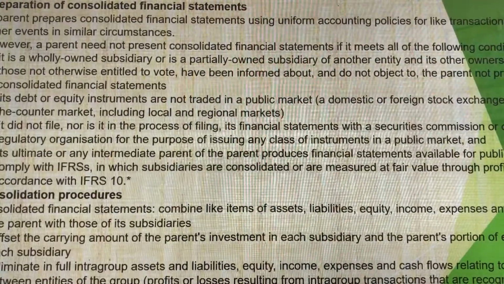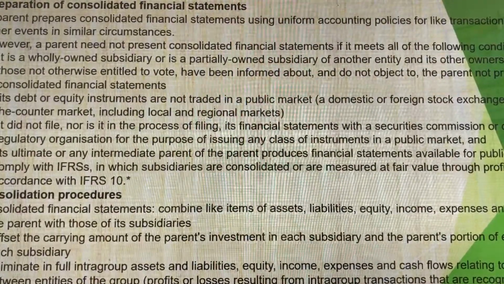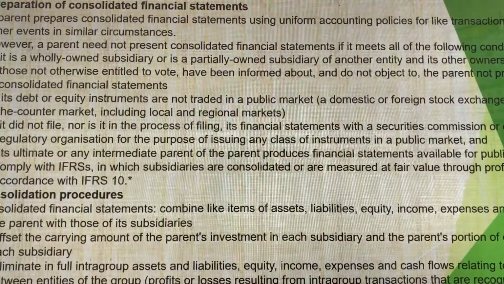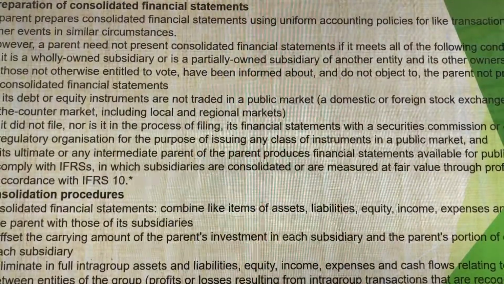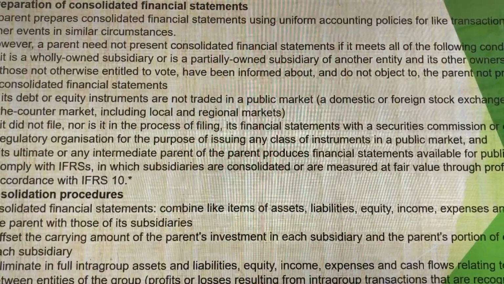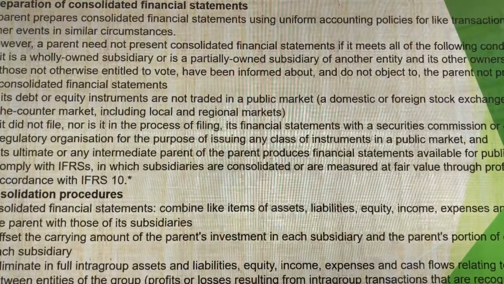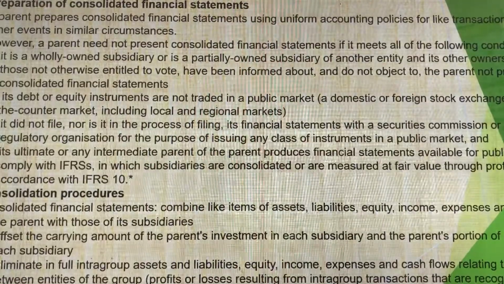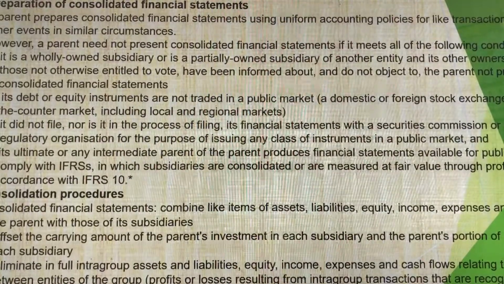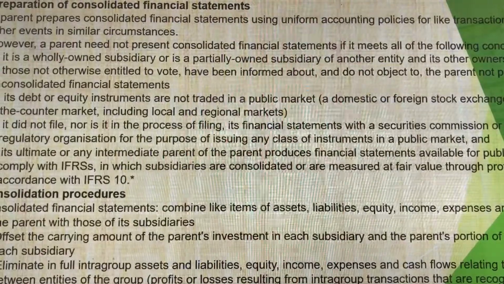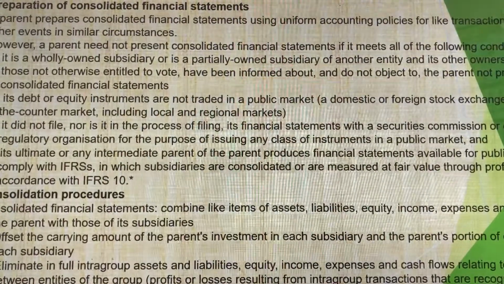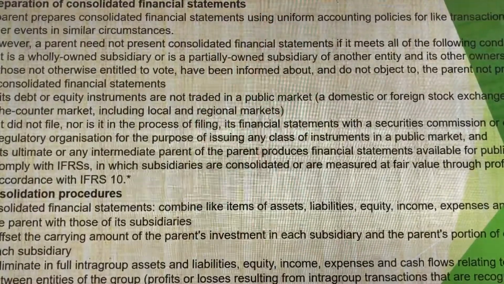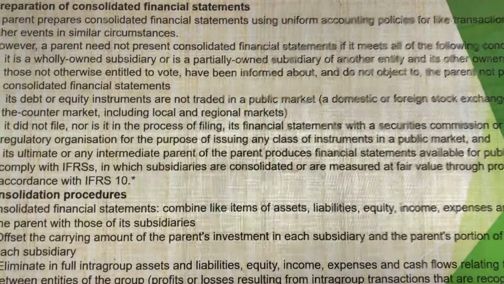Number 1, we combine like with like the assets, the liabilities, the equity, the income, expenses, and cash flows of the parent with those of the subsidiary. Then we offset the carrying amount of the parent's investment in each subsidiary and the parent's portion of the equity of each subsidiary. Then we eliminate in full intra-group assets and liabilities, income and expenses between the entities.